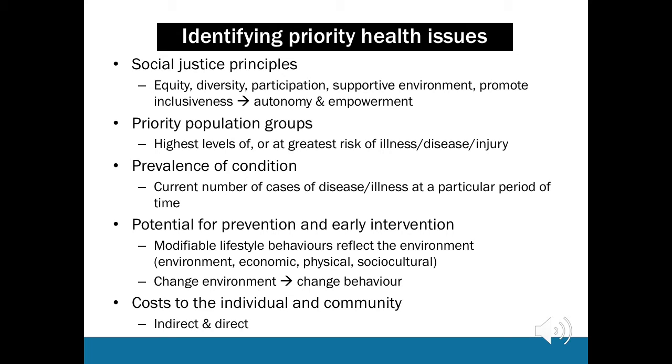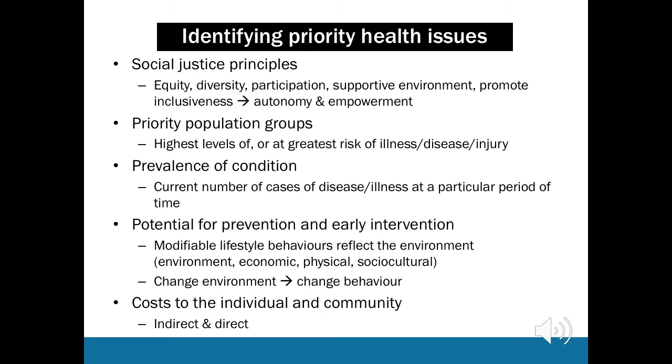And then we've got the priority population groups. Now, these groups are those that are at greater risk or have the greatest prevalence of that specific disease or issue. So this might be males for CVD. This could be the Aboriginal Torres Strait Islander population, depending on what the issue is. Then we've got the prevalence of the condition. So this is the current number of cases of the disease or illness or issue at a particular period of time. Now this is different from incidence, because incidence, as you know, is the number of new cases.